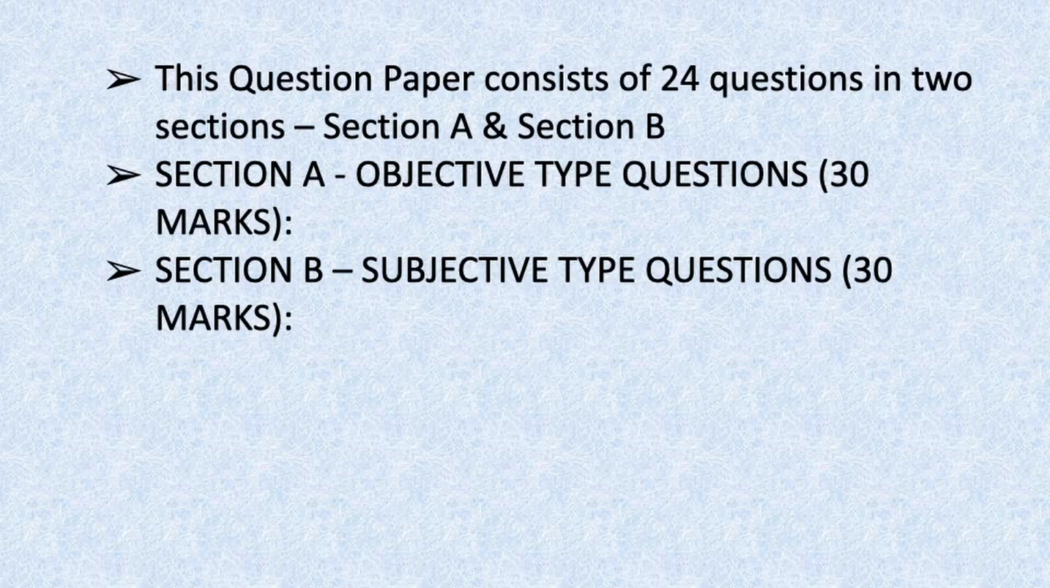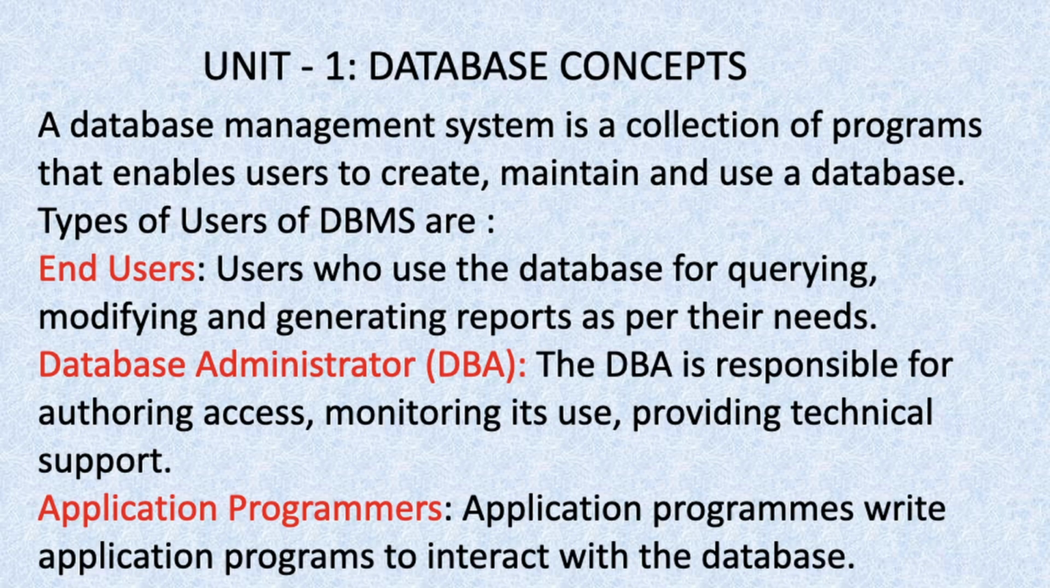Let's move to the question paper. This question paper consists of 24 questions in two sections. Section A carries MCQs or objective type questions, 30 marks, and section B, subjective type questions, 30 marks. Let's start with unit 1, database concepts.